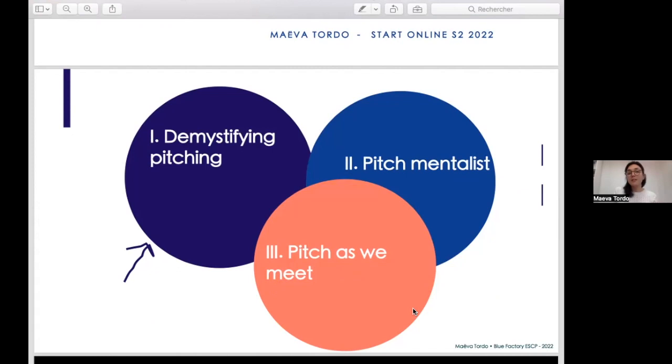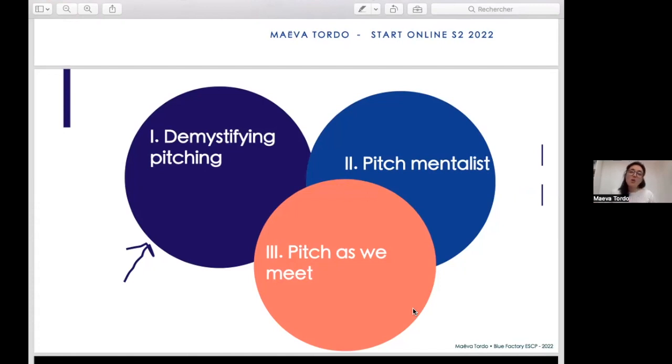The first part for me is to demystify pitching. You understand that in the START program, we love to demystify, to really show you that in fact there is no secret in pitching. It's more a natural ability that comes along with your own project. The more clear your project is for you, the easier it will be for you to explain it.